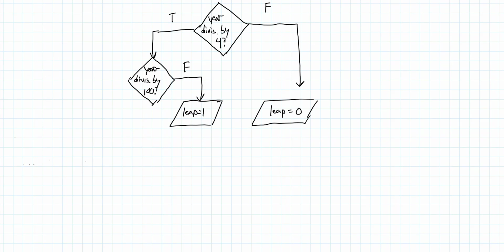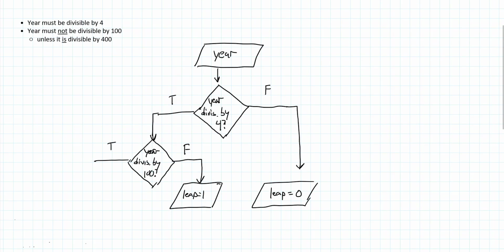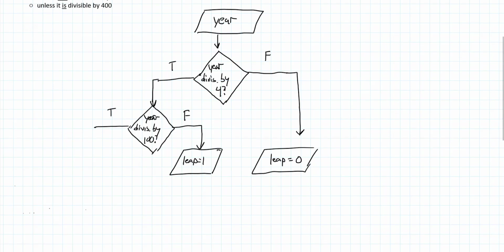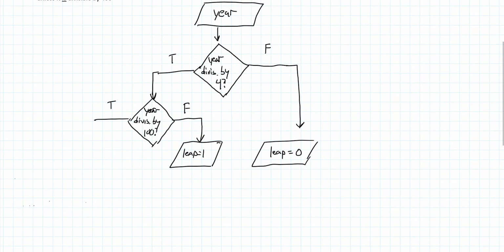If the year is divisible by 100, that doesn't mean it is necessarily not a leap year, because remember, it could be divisible by 100 and 400, like the year 2000, and then it is a leap year. So if the year is divisible by 100, we have to do one more test here on year: is year divisible by 400?